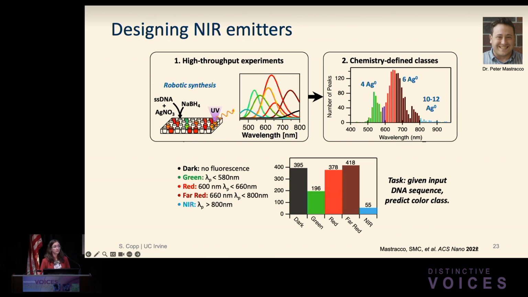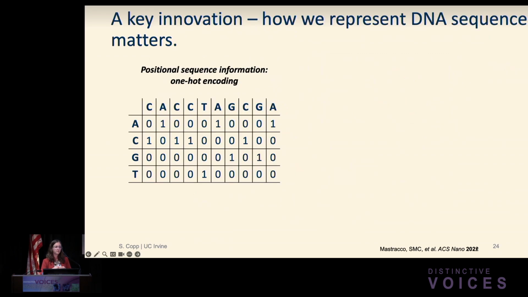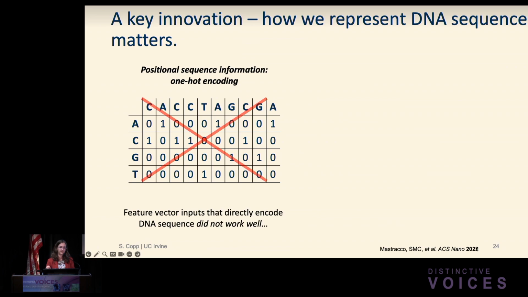Now, one way that we overcame that challenge was the way that we represent the DNA sequence to the machine learning model. There are lots of standard ways to encode biomolecular sequences from bioinformatics. One simple one is called one-hot encoding, where we turn a sequence of letters into a matrix of numbers that tells us where each letter appears in the molecule. It turns out that this does not work very well for the model to accurately learn sequence to property correlations. And that's partially because this representation makes it hard for the model to learn the underlying chemistry of how DNA wraps up the nanocluster.